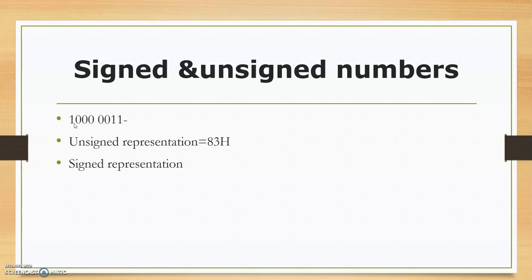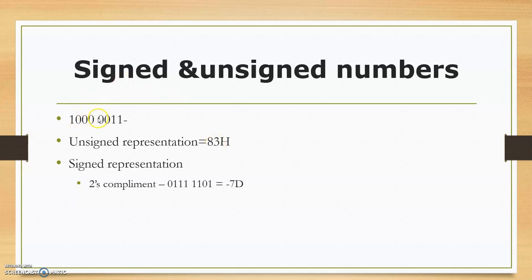The MSB bit 1 means it's a negative number. And if the MSB bit is 0, that means it's a positive number. So since the MSB bit is 1 here, the number is negative. To find the negative number, we need to take the 2's complement. The 2's complement of the number is 01111101. So that is 7D, and the number is -7D in signed representation, and in unsigned representation the number is 83 hex.